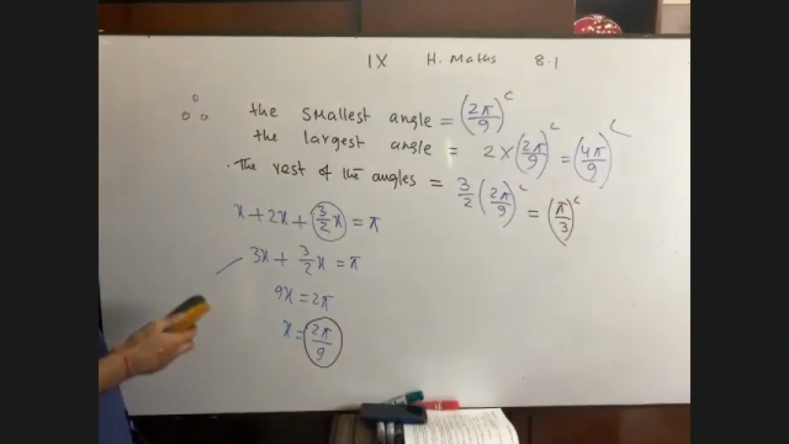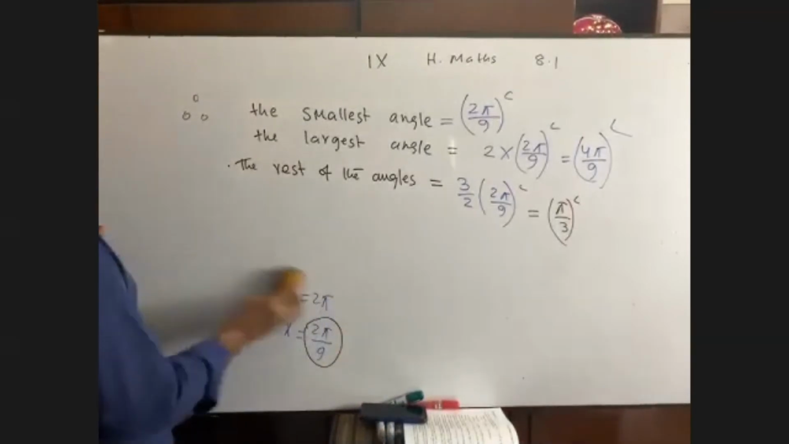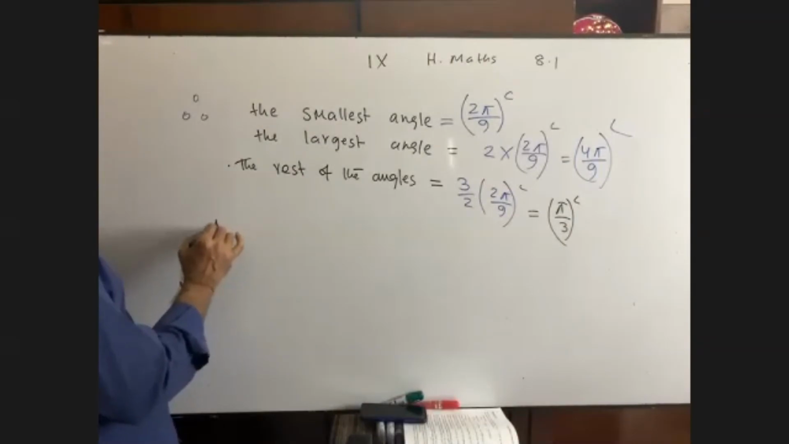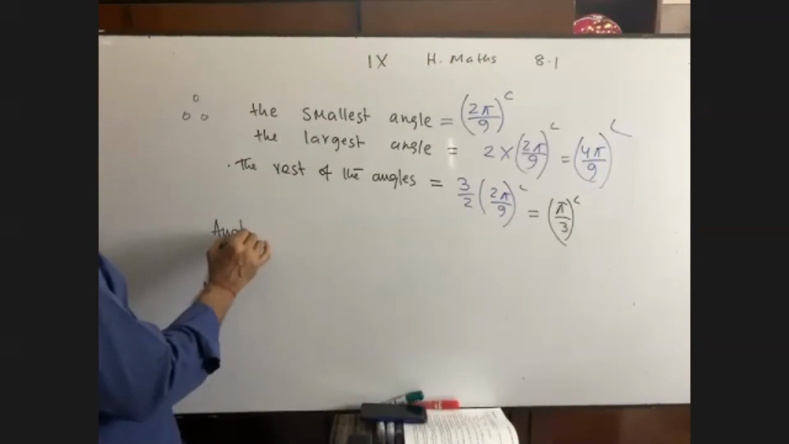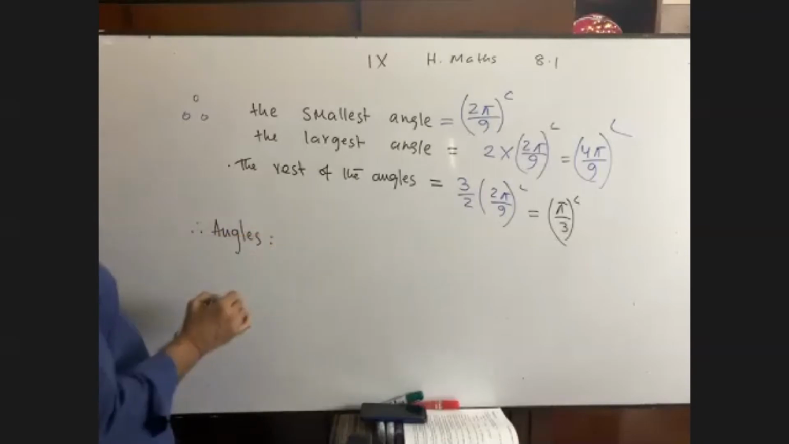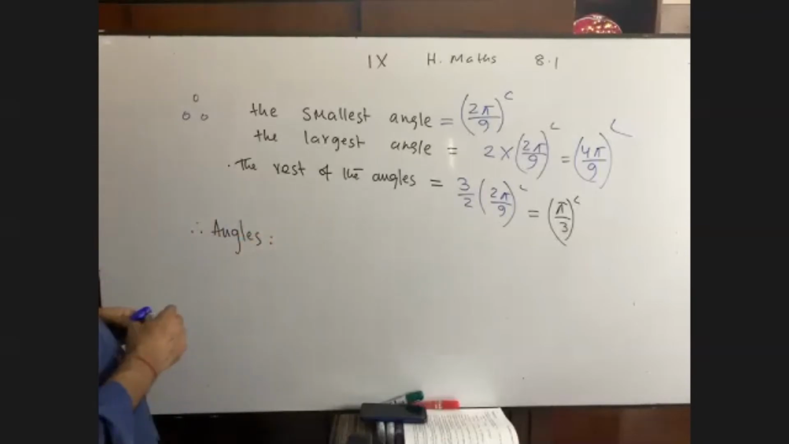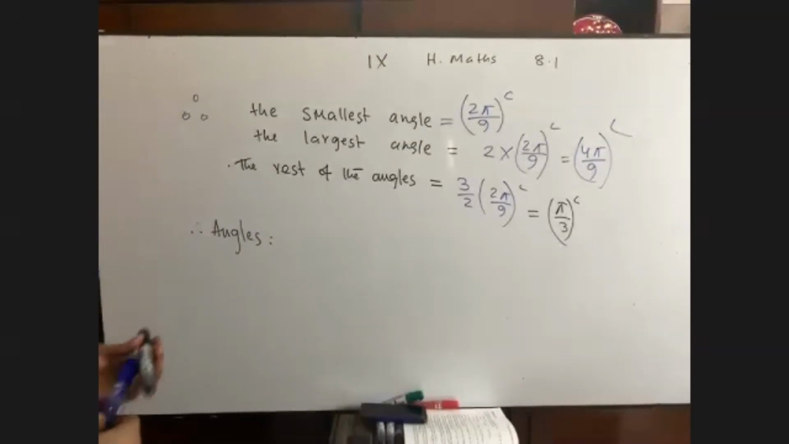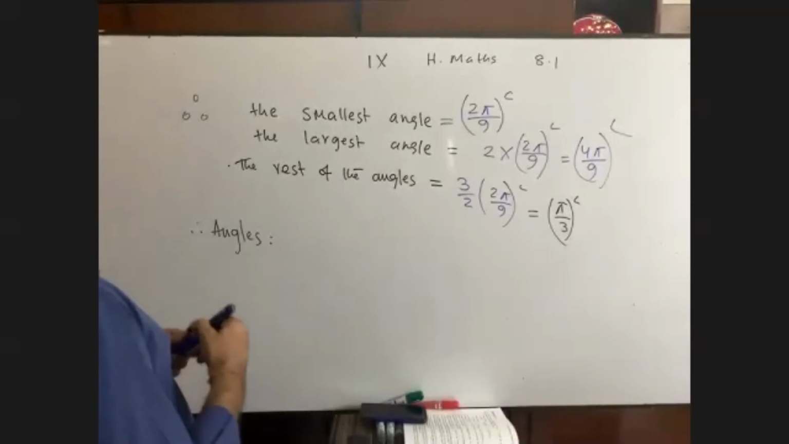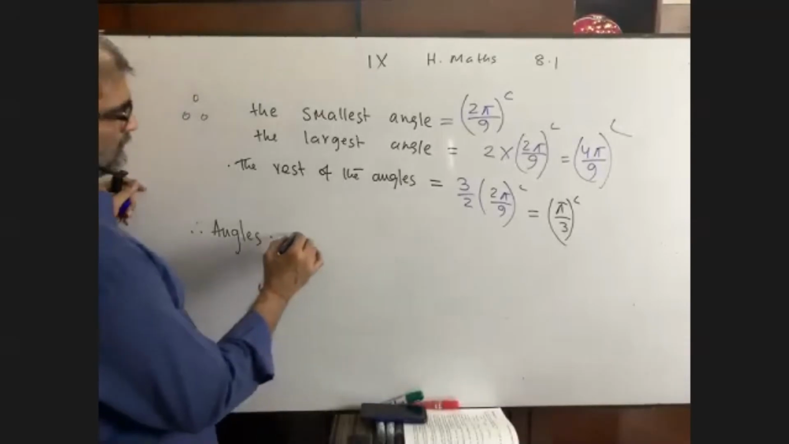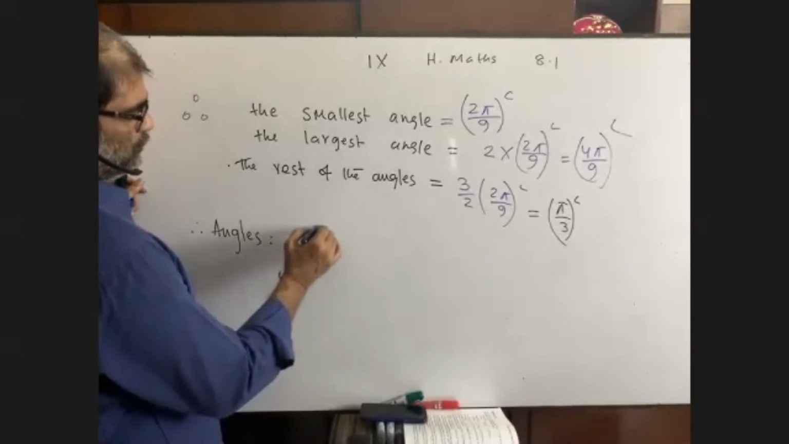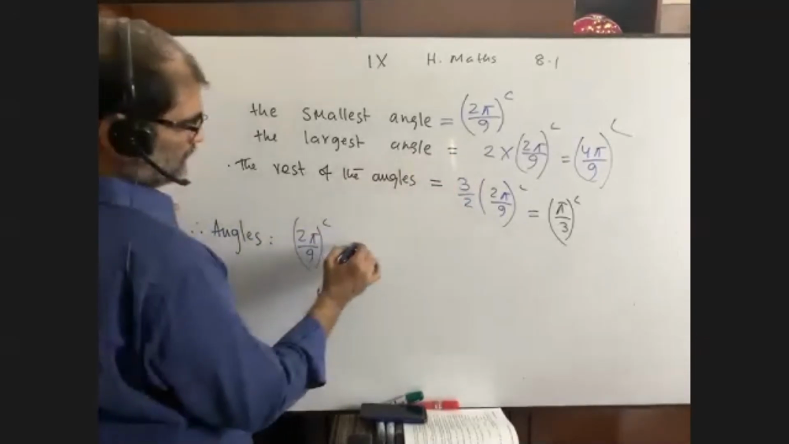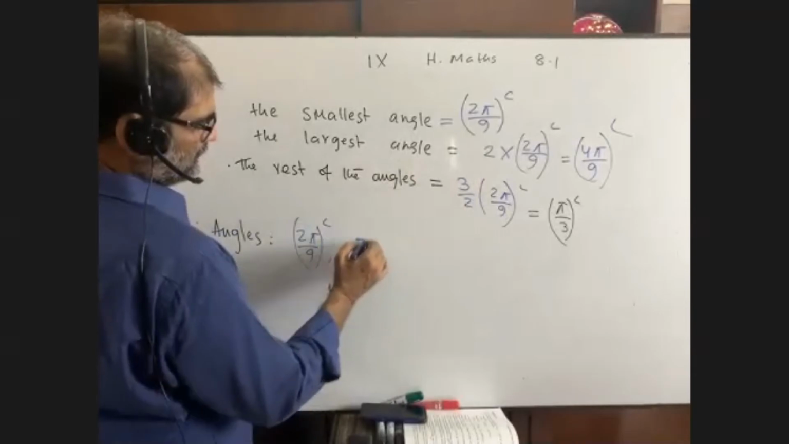Now it is a question from my side to you all. Can you please let me know what the required angles are? Therefore, the required angles. Tell me. Hello, everybody. Yes, sir. Sir, the smallest angle is 2 pi by 9 radian. You're right. Then this one, 4 pi by 9 radian.